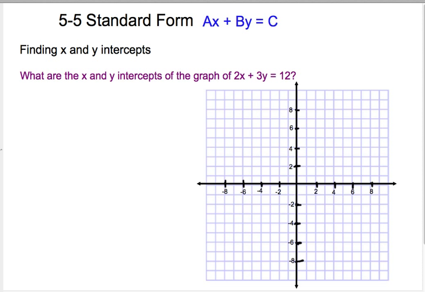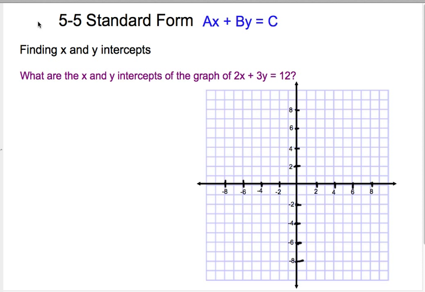Hello, in this video I'll be talking about standard form of a linear equation, which is ax plus by equals c. The benefit of the standard form of a linear equation is we can use it to find the x and y intercepts very quickly and then draw the line through those. Once you practice this method, you'll be able to graph equations that are in standard form very quickly.